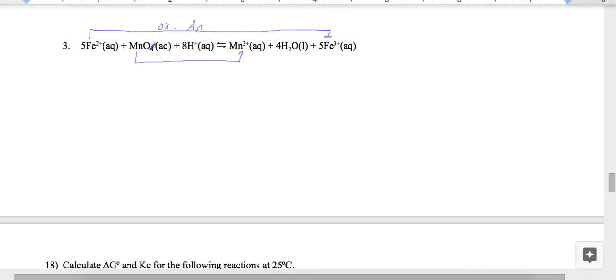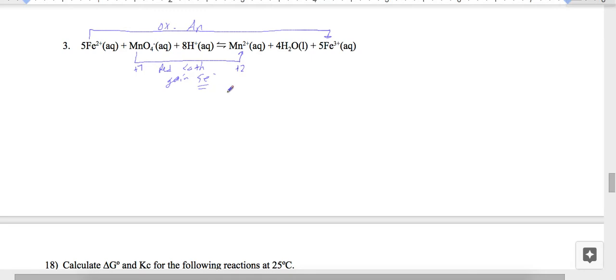Oxygen stays at -2, -2. Hydrogen stays at +1, +1. The only thing left is the manganese. It goes from +7 to +2. So in order to do that, it had to gain 5 electrons. So we end up with a reduced, and that's the cathode, but it gained 5 electrons. That's going to be important to us when we do the math on this guy.